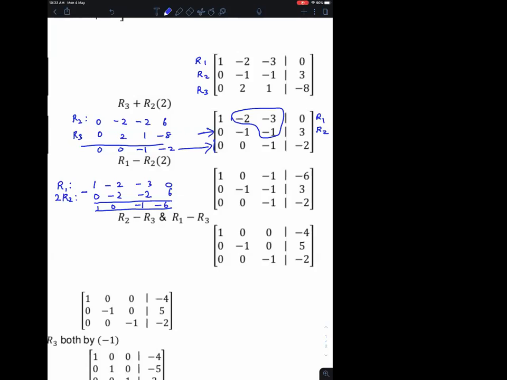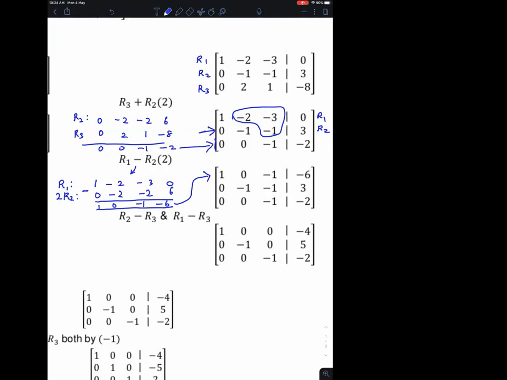So that is going to go to row 1. That's what is row 1 minus 2 row 2. Okay, what's the benefit of doing this? You've achieved a 0 here.